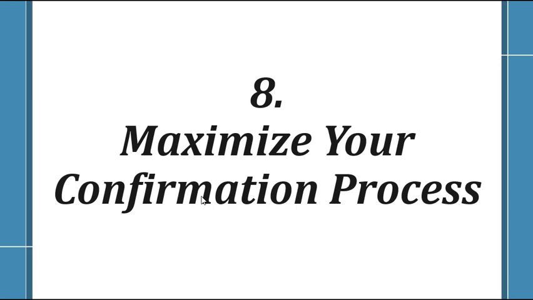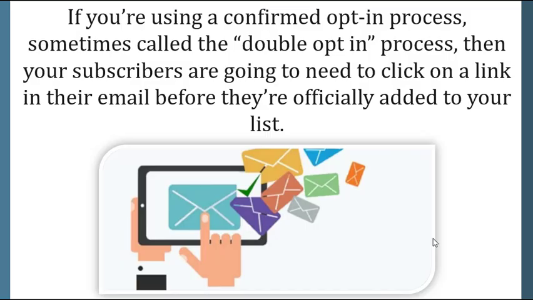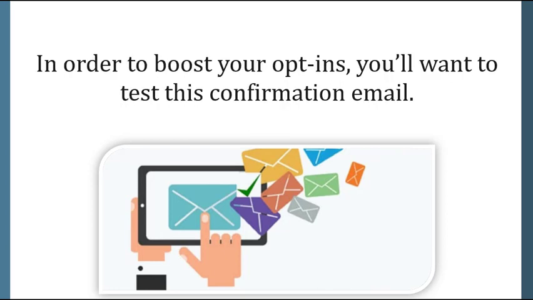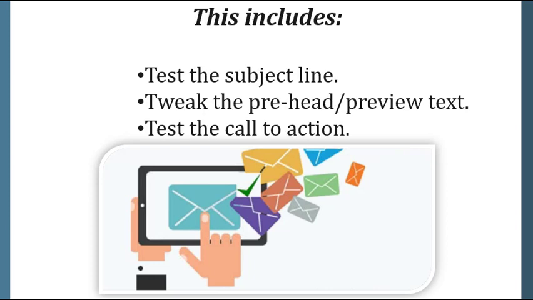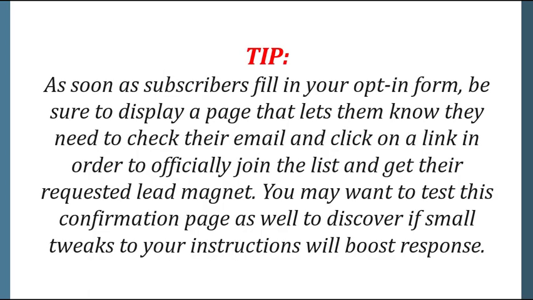Here's another factor. Maximize your confirmation process. If you are using a confirmed opt-in process, sometimes called the double opt-in process, then your subscribers are going to need to click on a link in their email before they're officially added to your list. In order to boost your opt-ins, you'll want to test this confirmation email, and this includes test the subject line, tweak the pre-head or preview text, test the call to action.